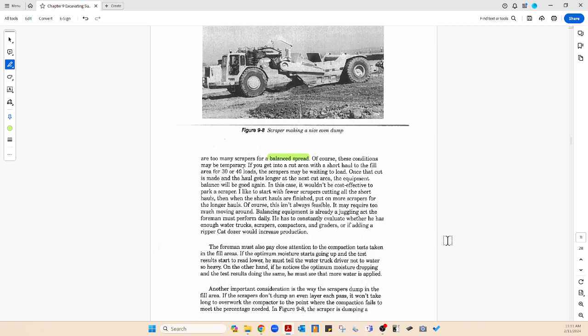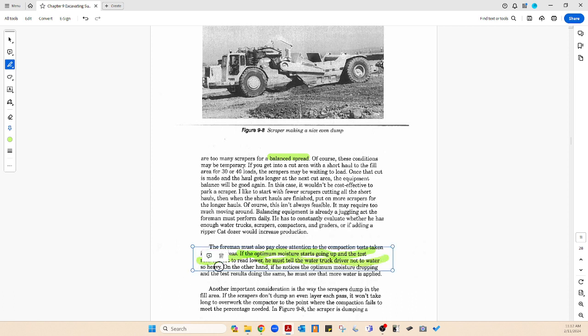If the optimum moisture starts going up and the test results start to read lower, you must tell the water truck driver not to water so heavily. A lot of this is just walking over, picking up the dirt, feeling it, and seeing if you can make a ribbon, the hand tests that we talked about. But every so often on lifts, like in a field, say, and it's kind of talking about this. When you start talking about this right here, let me get it marked. Ooh, got off the road there.